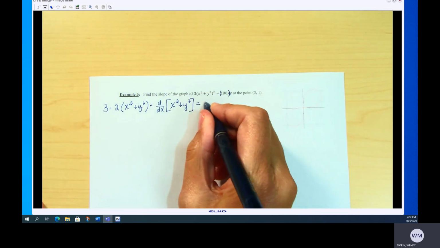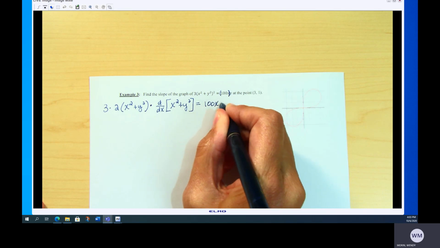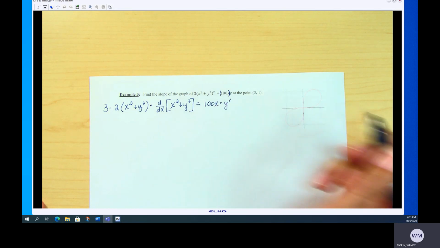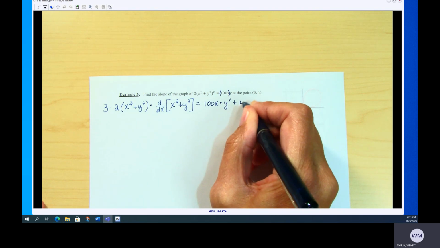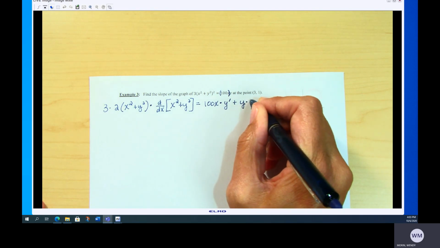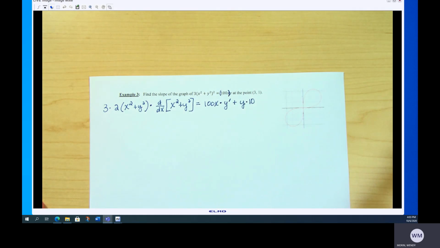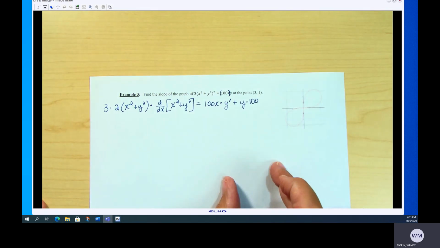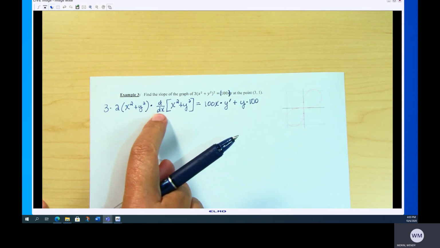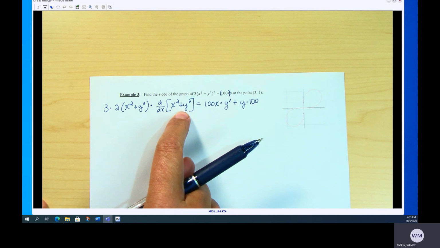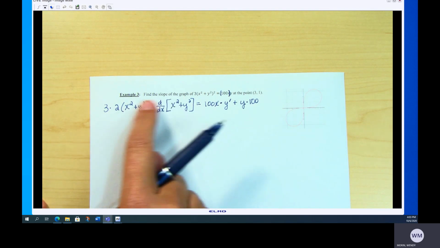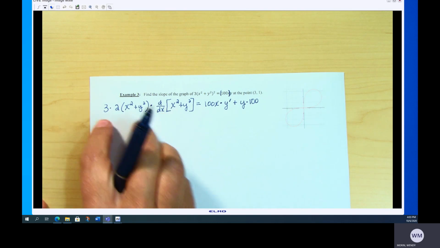Okay, so it should be your first times the derivative of your second plus your second function times the derivative of the first. Oh, that's 100, not 10. Okay, so this side is done. We still haven't taken the derivative of our u, because I had to use the double chain rule, so I didn't finish this yet.